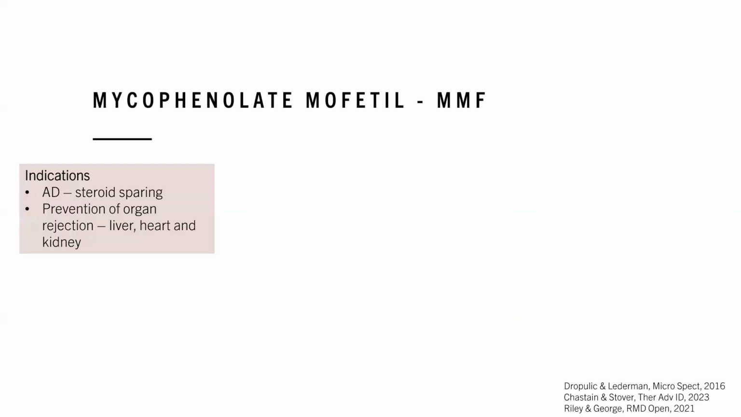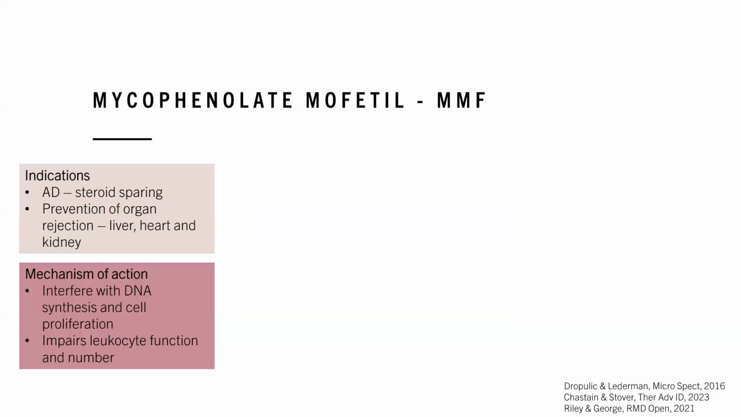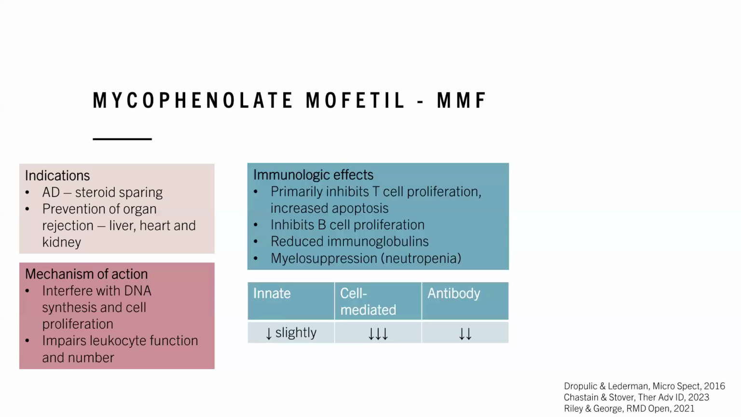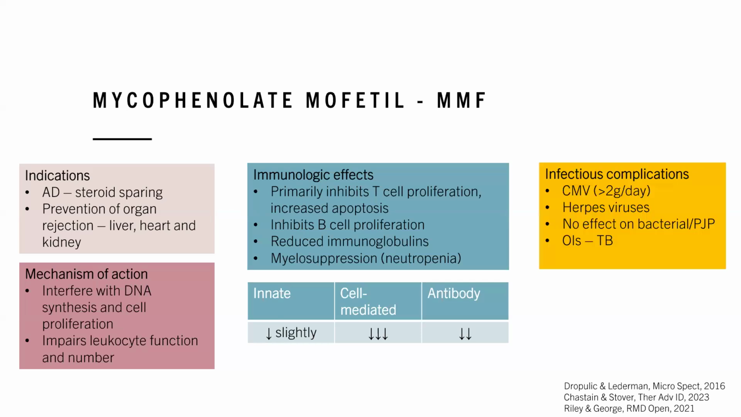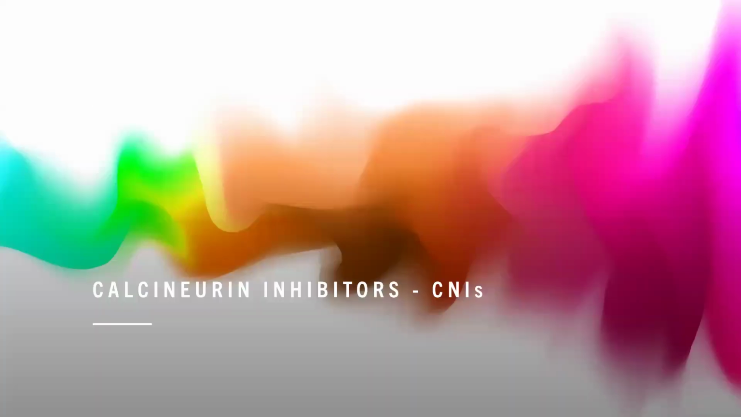MMF is similar, often used as a steroid-sparing agent in autoimmune disease, and also used in prevention of organ transplant rejection. The mechanism of action is very similar and it also primarily affects your adaptive immune system, and the effects are pretty similar. So there's a risk of CMV if you're using quite high doses. There's no effect on PCP, which is interesting because it's actually almost protective and has been shown to have anti-PCP activity. And then there's a small risk for TB as well using MMF.